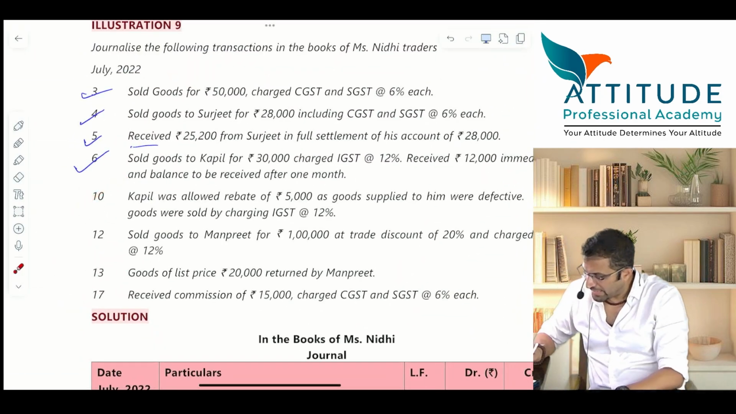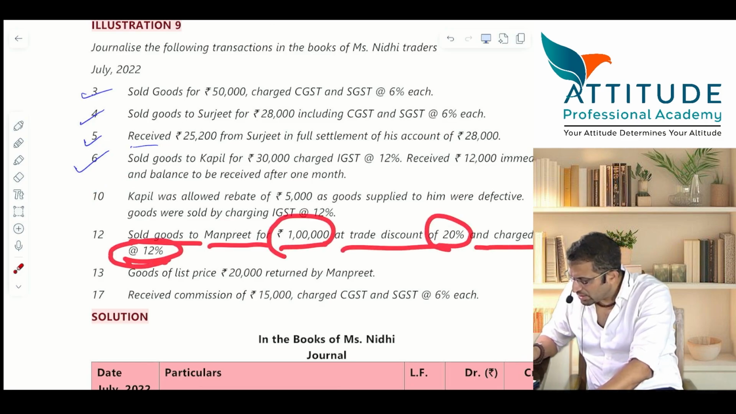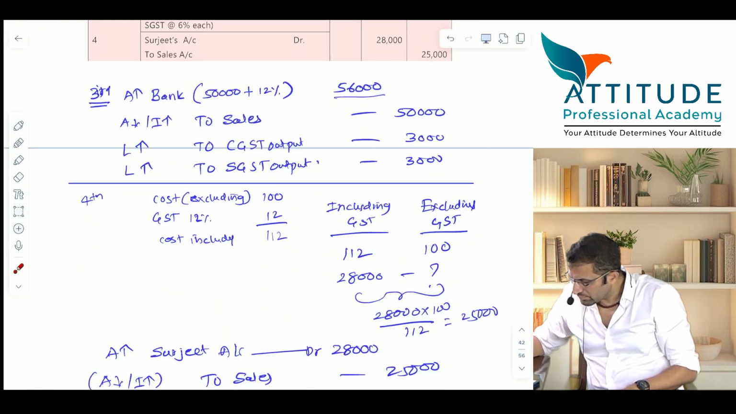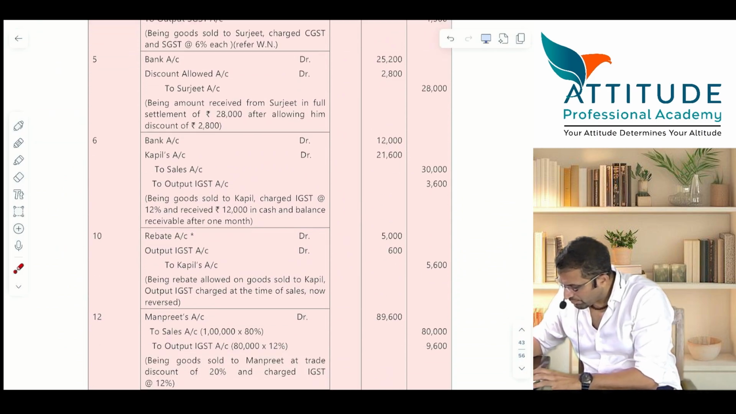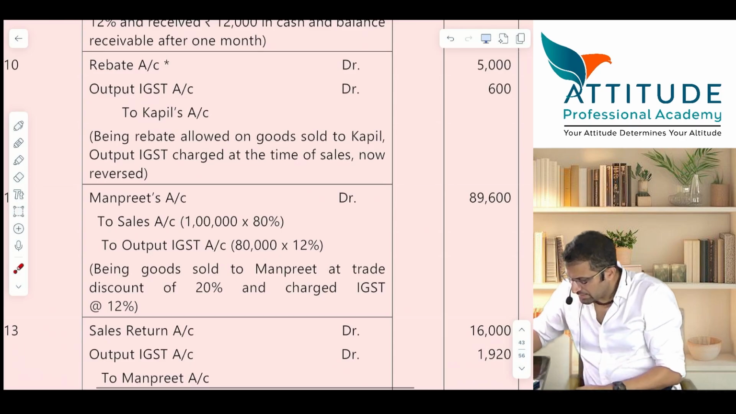What is this? Sold goods to Manpreet 1 lakh at a trade discount of 20% and charged 12%. This is simple. Tell me. I will take it here itself. Manpreet account. How much?